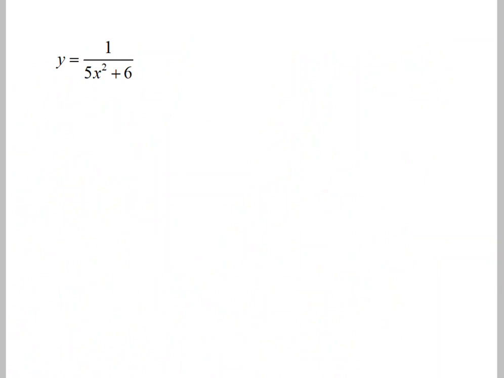Let's take the derivative of y equals 1 over 5x squared plus 6. This is a quotient. We could absolutely use the quotient rule, or we could rewrite this and use the chain rule. If I rewrite this, I bring up that denominator to be 5x squared plus 6 to the negative first power. And now I don't need a quotient rule, I can use the chain rule.